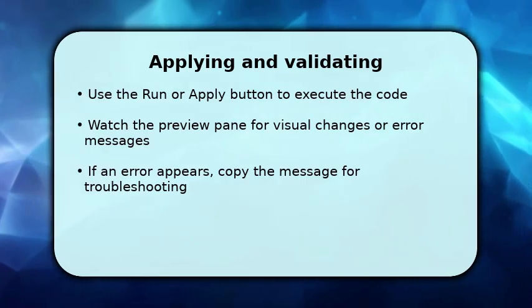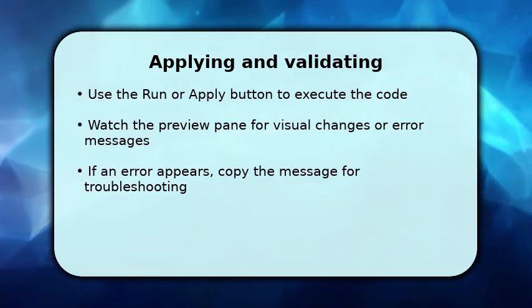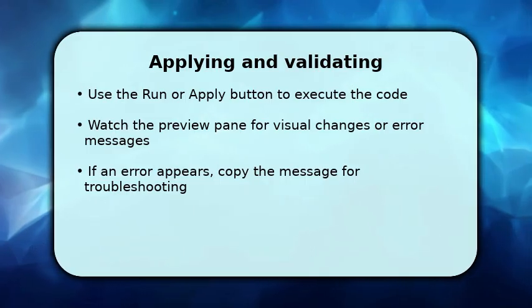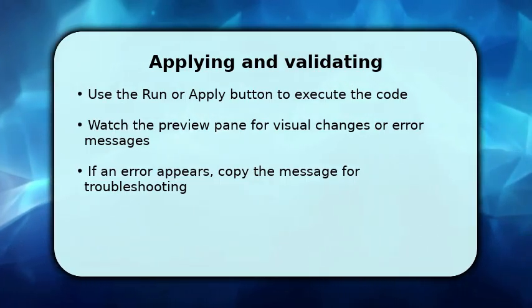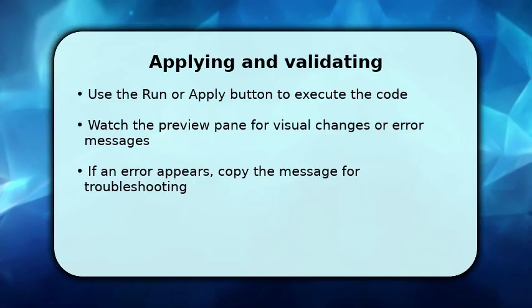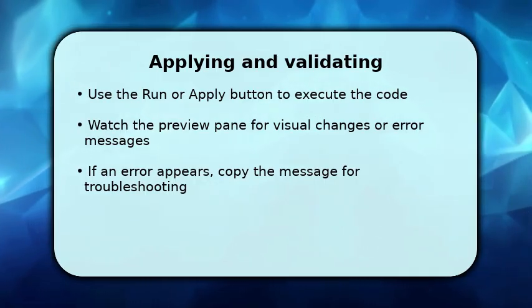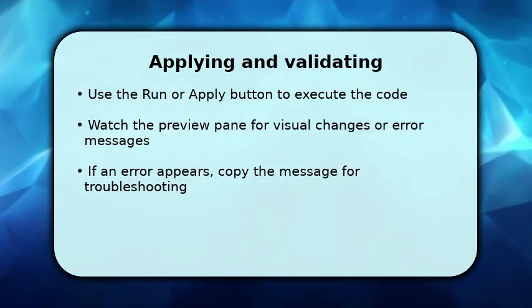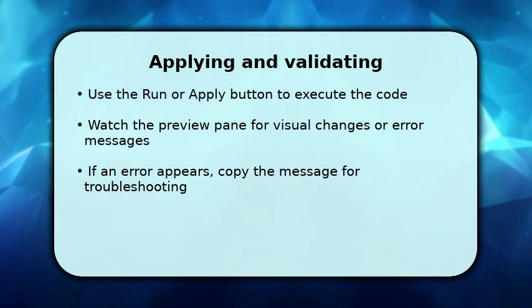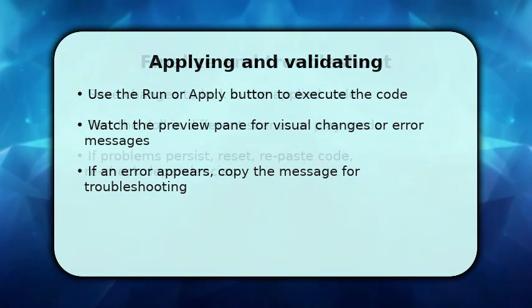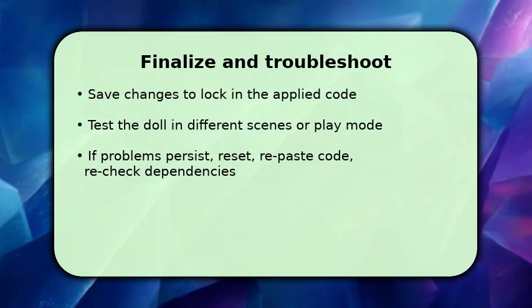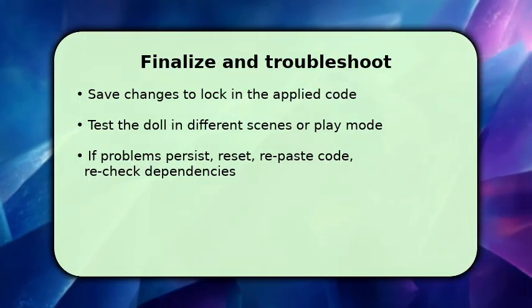If the preview updates correctly, proceed to inspect attributes like scale, texture, and animation bindings. If an error appears, do not panic. Copy the exact error text and note which line or parameter caused it so you can correct syntax, or finish by saving the item or scene so the DOL code becomes persistent. Unsaved changes will be lost.